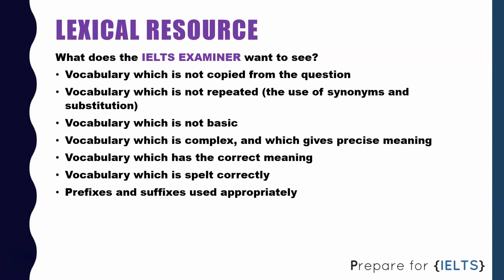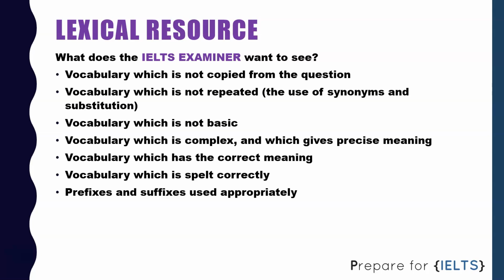Examiners are looking for the appropriate use of prefixes and suffixes. These are parts of words which go in front of or after main words. So we have the verb to evaluate, and you can re-evaluate something. To re-evaluate, to evaluate it again. Re is a prefix meaning again, and we have evaluation, and the ation bit is a suffix making it clear that this is a noun.